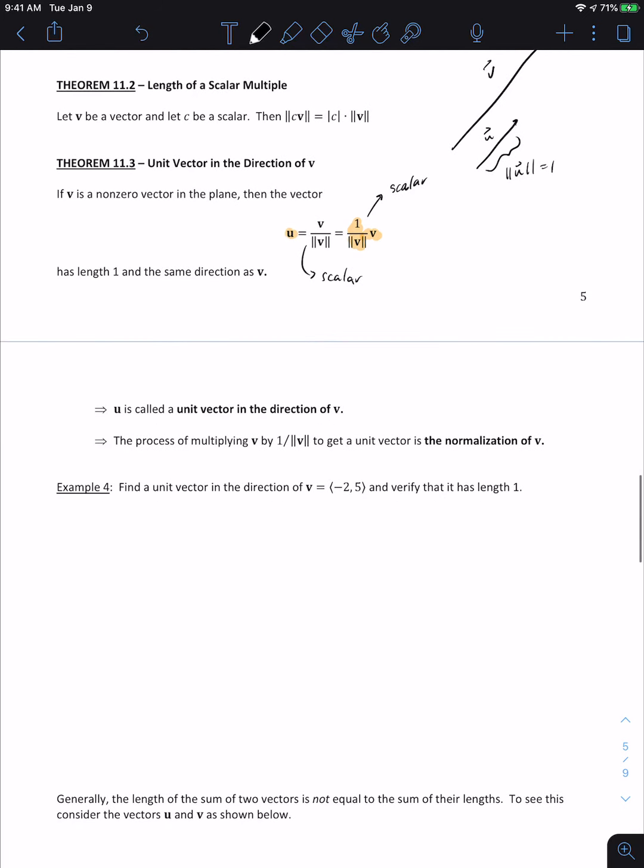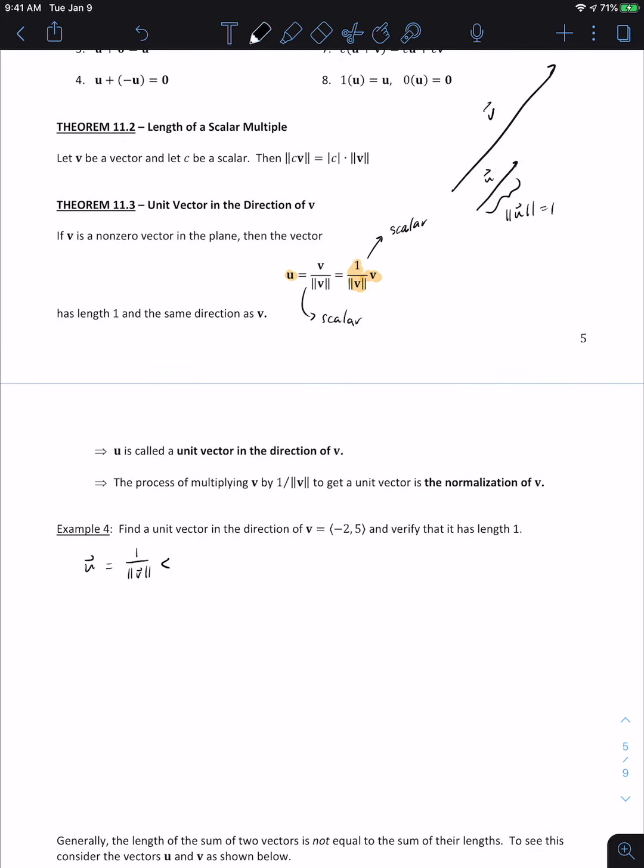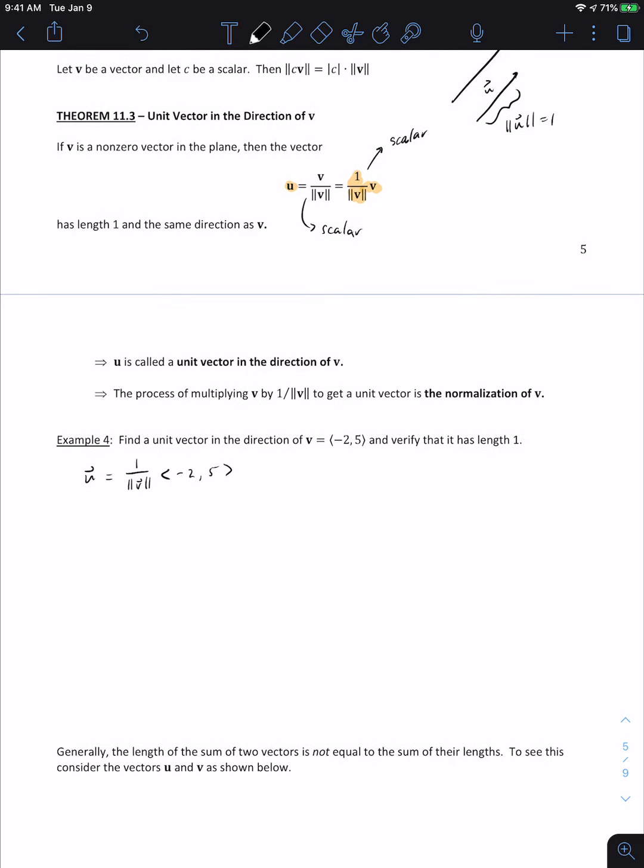Okay, so now the question is to find a unit vector in the direction of v and verify that it has length 1. Right? So again, to find the unit vector in the direction of v, it's going to be 1 over the magnitude of v times the vector v, which in this case is -2 and 5. So first I have to find the magnitude of v.